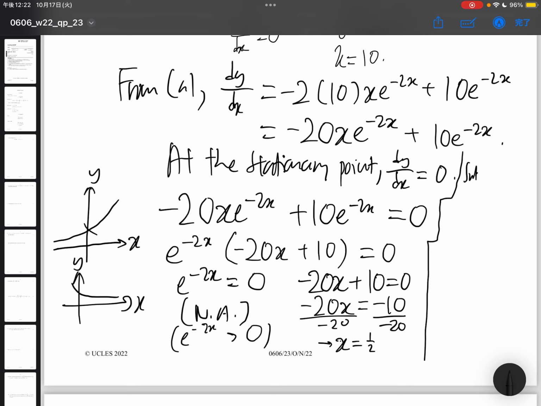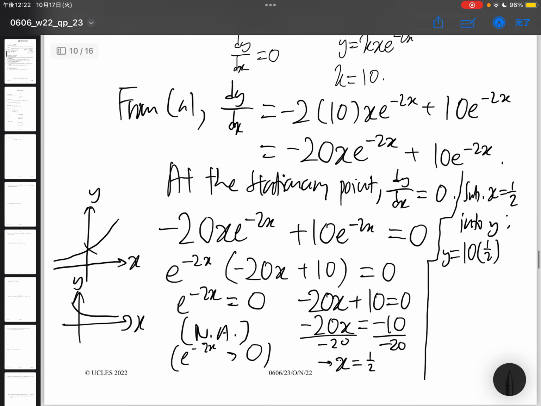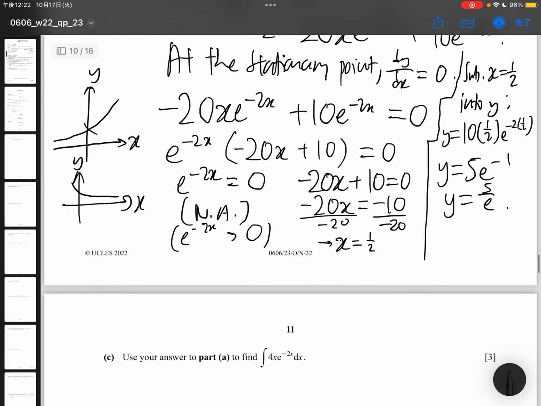So then I have to substitute x equal to half into y. And y is 10x e to the power of negative 2x. So 10 times half will be 5, e to the power negative 1, which is 5 over e. And hence my coordinates of the stationary point will be (half, 5 over e). And that is part B.